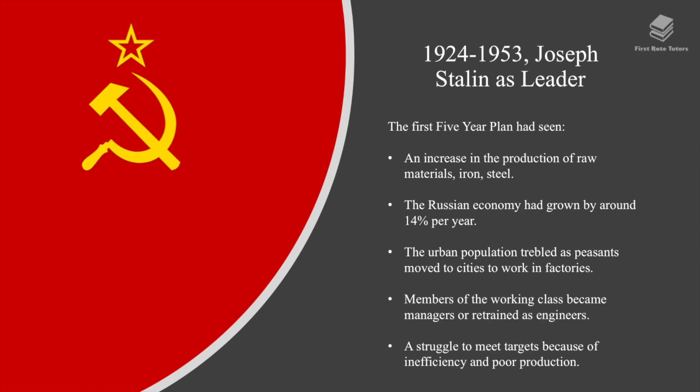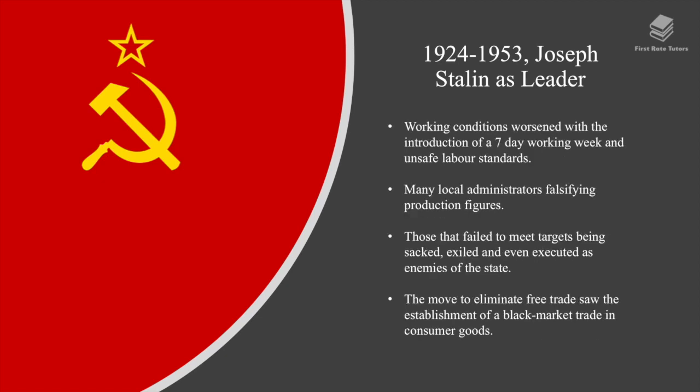A struggle to meet targets because of inefficiency and poor production. Working conditions worsened with the introduction of a 7-day working week and unsafe labor standards. Many local administrators falsifying production figures. Those that failed to meet targets being sacked, exiled, and even executed as enemies of the state. The move to eliminate free trade saw the establishment of a black market trade in consumer goods.